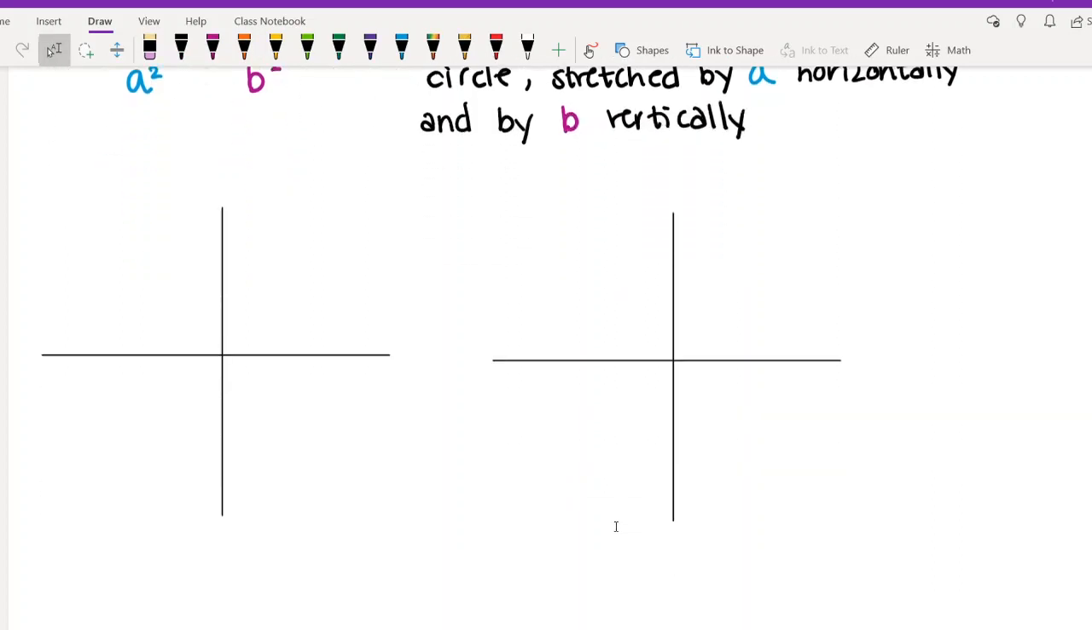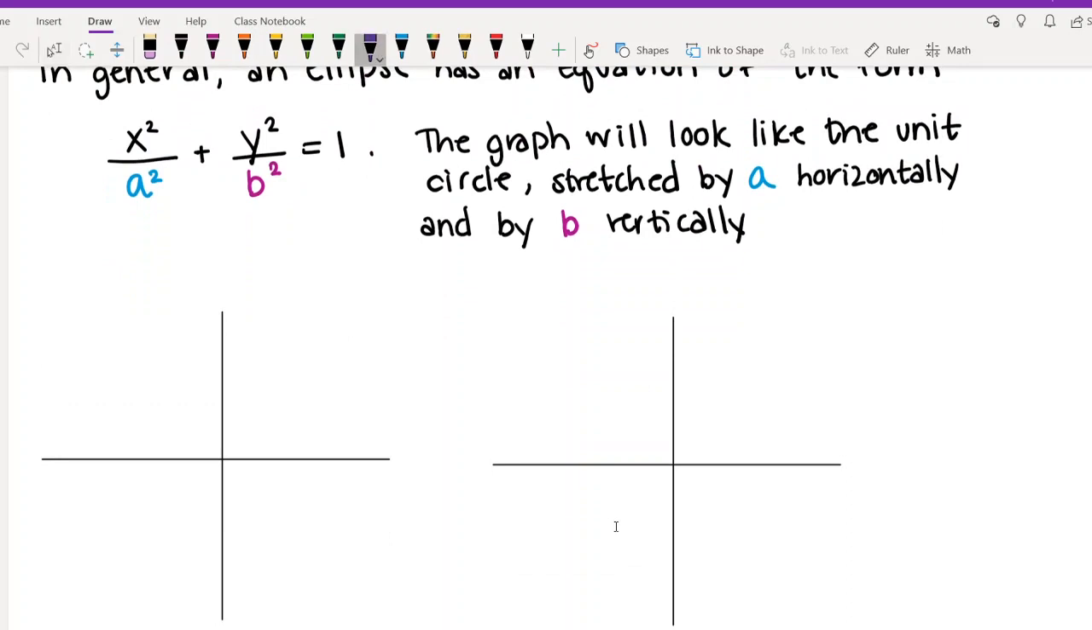So what's that going to look like? Well, the general shape is actually going to depend on whether A is bigger or B is bigger. So if the number in the denominator for x, so if that number A is bigger, well, then that means that you're going to have a graph that is more wide than it is tall. I didn't do the best job with that. And why is that? Well, it's just because it's been stretched by more in the horizontal direction. So this distance here is going to be A, and this distance here is going to be B.